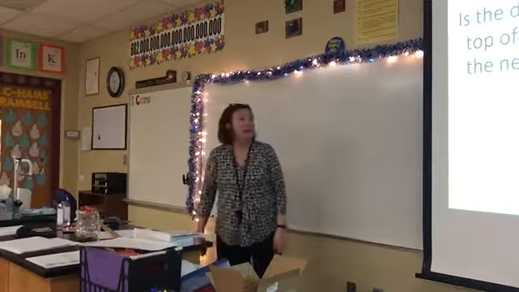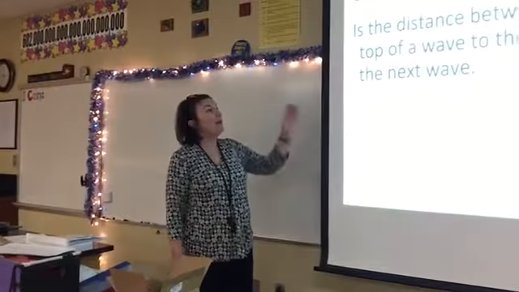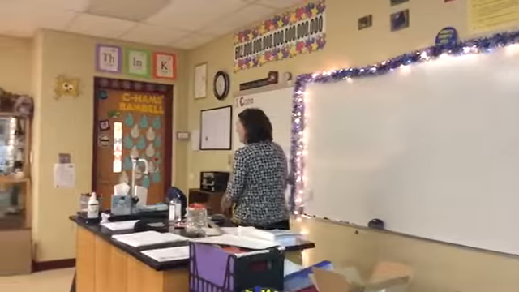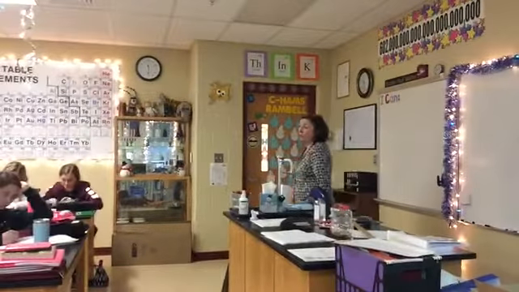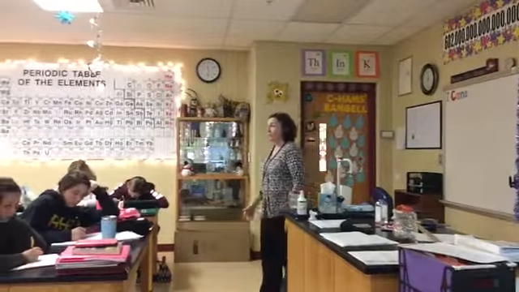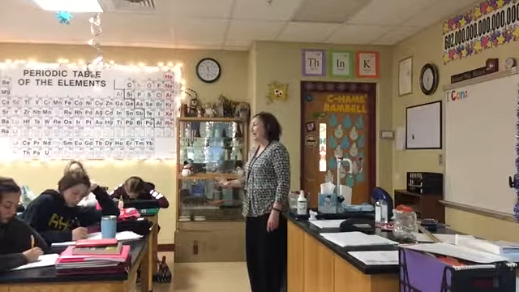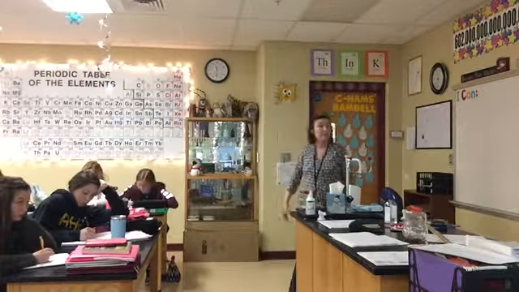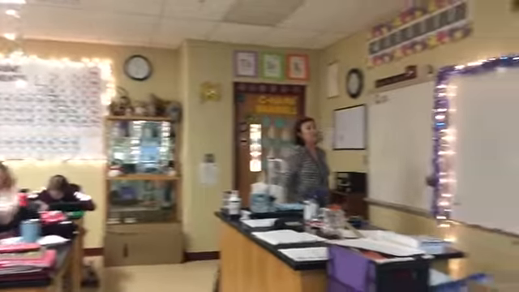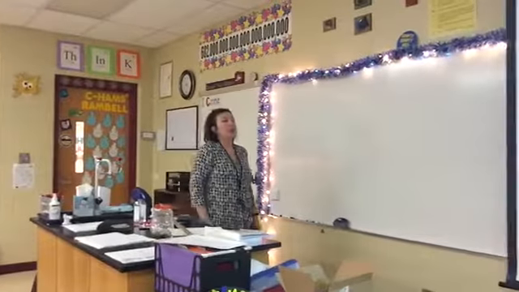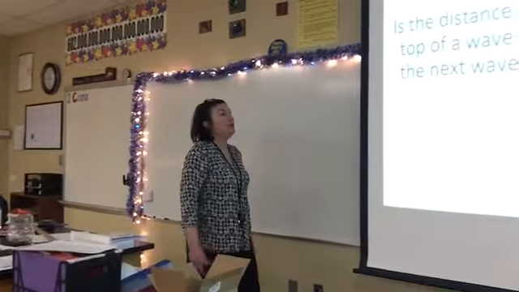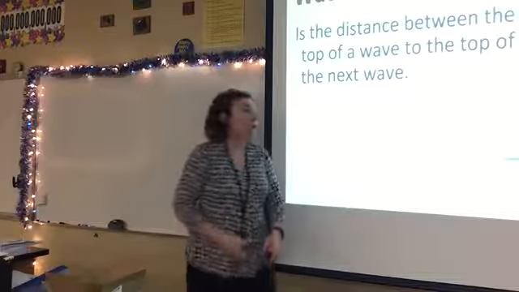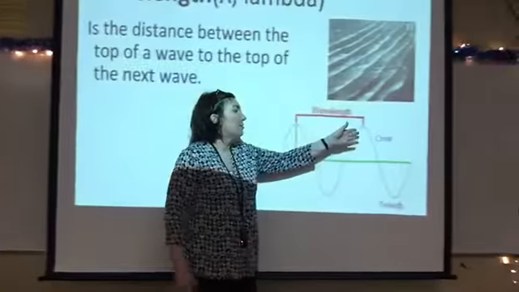Parts of a wave: wavelength. A wavelength is measured in meters. It's a length, so of course it's going to be measured in meters. Its symbol is lambda, which looks like a T that fell over on its side. It's a Greek symbol. Wavelength is the distance between the top of a wave to the top of the next wave, so it's from crest to crest.